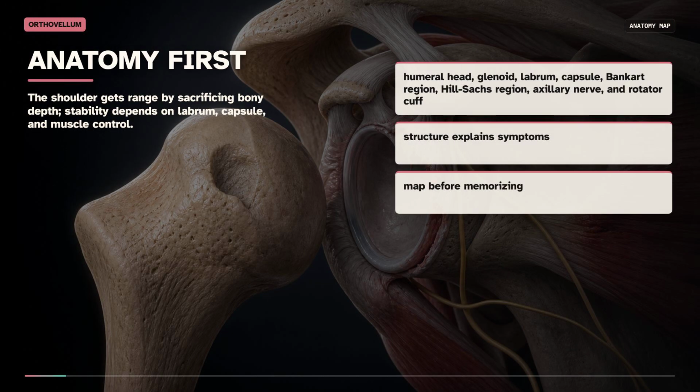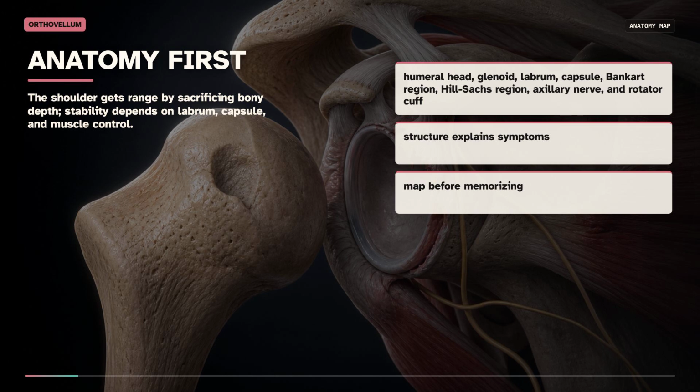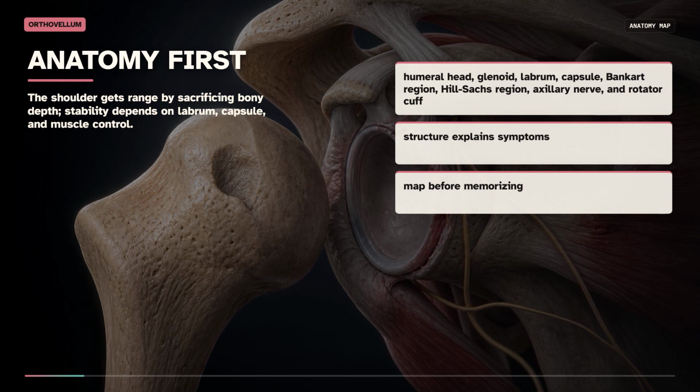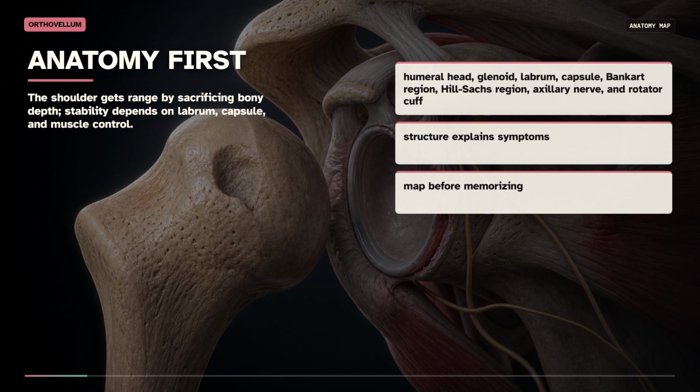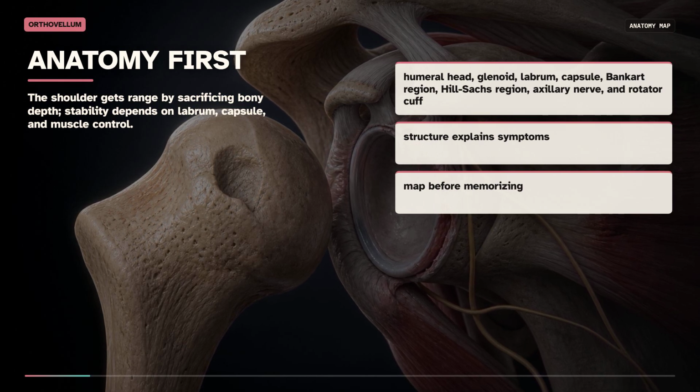Start with the anatomy. For shoulder dislocation, the important structures are humeral head, glenoid, labrum, capsule, Bankart region, Hill-Sachs region, axillary nerve, and rotator cuff. Do not memorize the picture as a list. Ask what each structure is trying to do when the person moves.